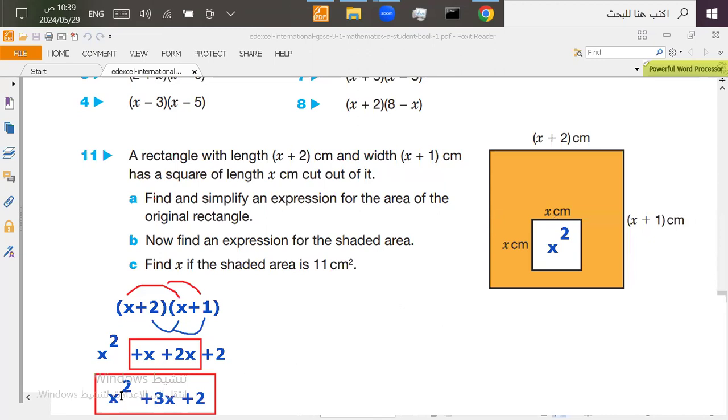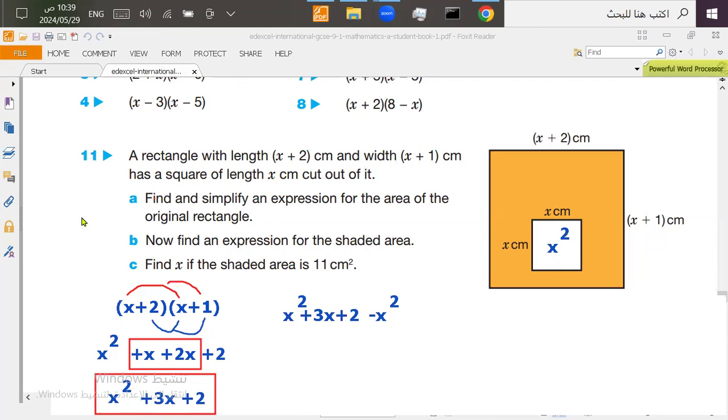Now, this, which is the rectangle, minus this, which is the square, will give me the shaded area. So I'm going to write it here. So x power of 2 plus 3x plus 2 minus x squared. Because when you subtract them, you get the shaded area. So minus x squared.